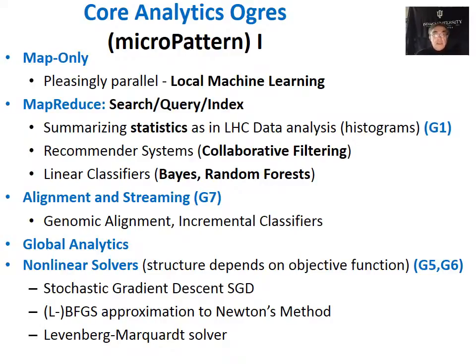The actual analytics are divided into the way we classified MapReduce into its 4 types, starting with map only. That's the pleasingly parallel case, where we saw local machine learning, which is sort of unrestricted. You can run any algorithm locally because it's not constrained by the computer architecture or the parallelization.